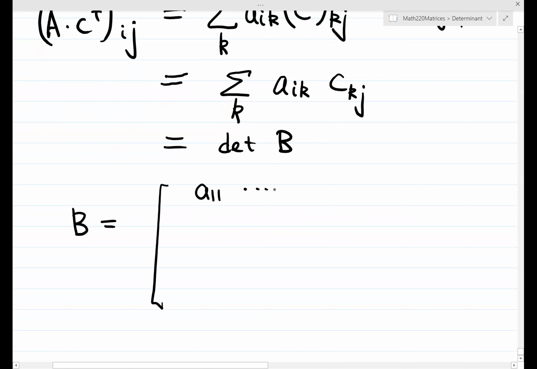B is obtained by replacing the j-th row of A by the i-th row of A, with entries A11 through A1n.